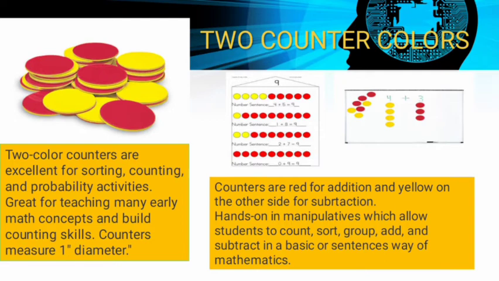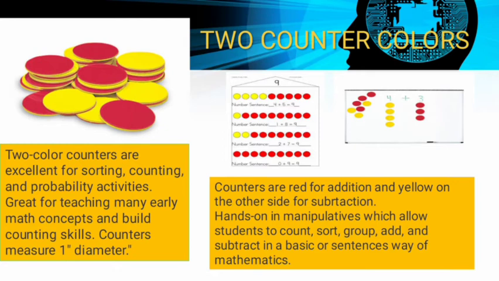They are excellent for sorting, counting, and some probability activities, which is great for teaching many early math concepts and building counting skills. The size of this item is one inch in diameter. Two-color counters are composed of two colors, red for addition and yellow for subtraction. Yes, it is a toy.